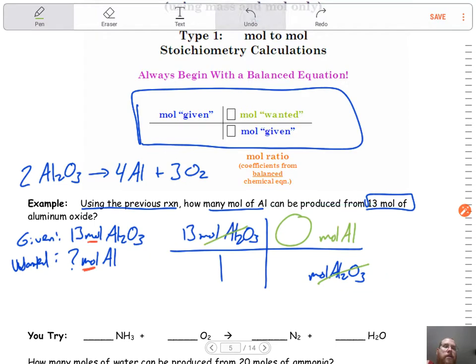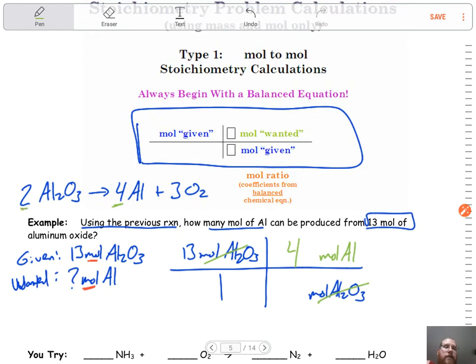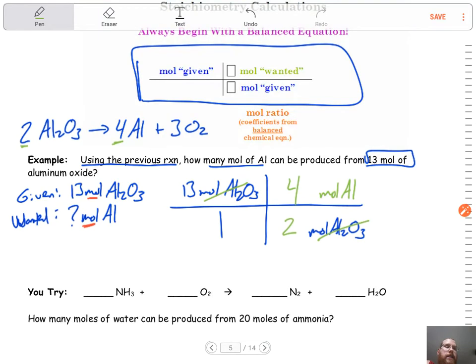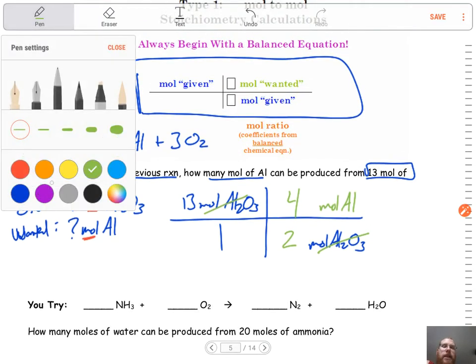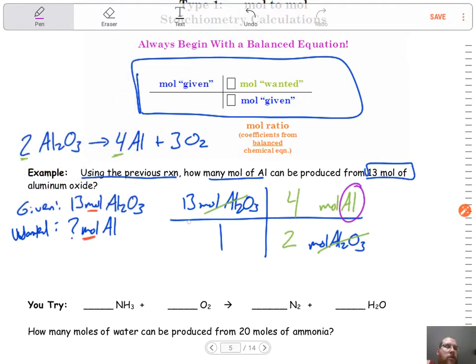So, moles of aluminum. Take a look. There were 4 moles of aluminum, and I had 2 moles of aluminum oxide. So now, let's see. Do my units cancel out? Yes. Aluminum oxide is gone. I am left here with just aluminum. That's what I want in the end. How many moles of aluminum will be in the end? So, moles of aluminum will be my final unit.